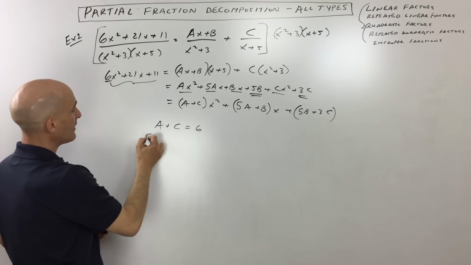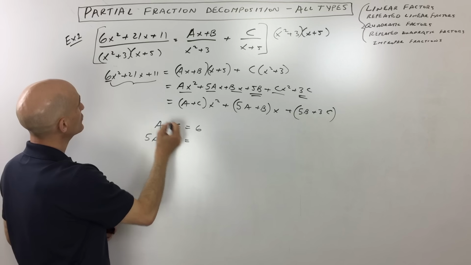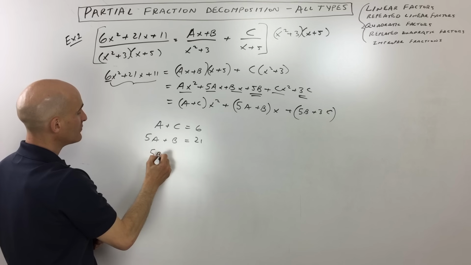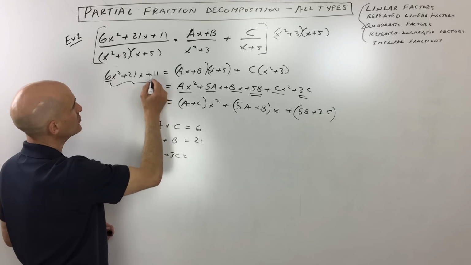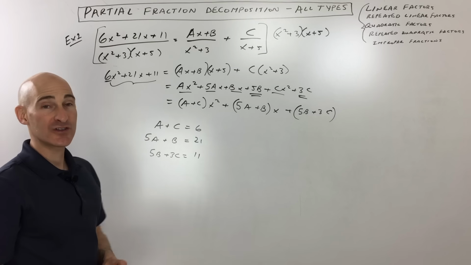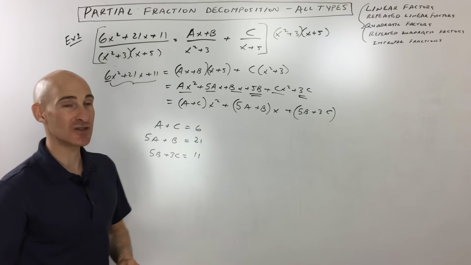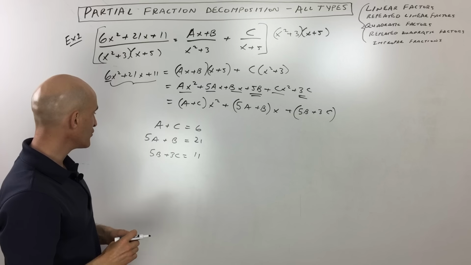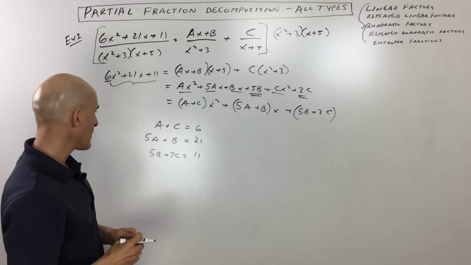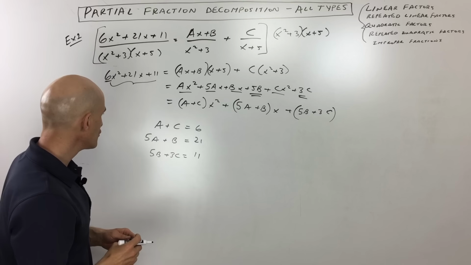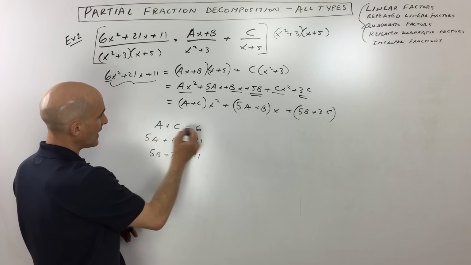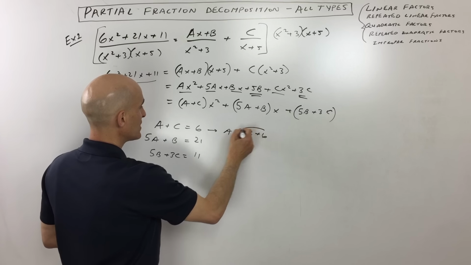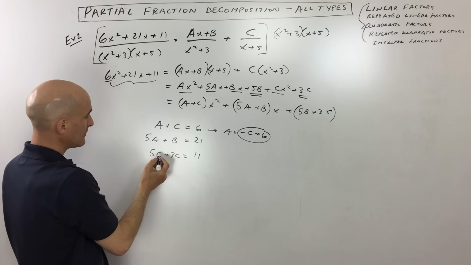We've got 5a plus b is equal to 21, right? And we've got 5b plus 3c is equal to the constant 11. All we have to do now is solve this system, and we know our a, b, and c. So should I go ahead and do this? Well, okay, let's see. What's the strategic way to do this? I think I'm going to do a little bit of a substitution technique. I'm going to say a is equal to negative c plus 6. So now I know what a is. I'm going to put that in for a right here.